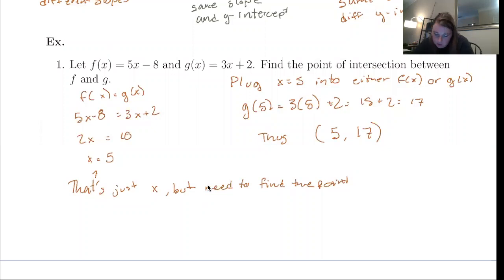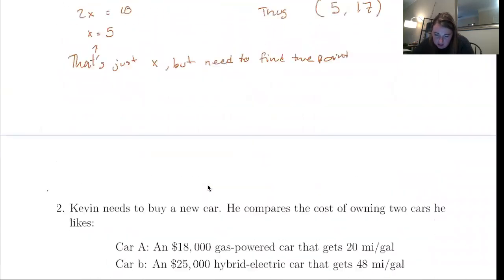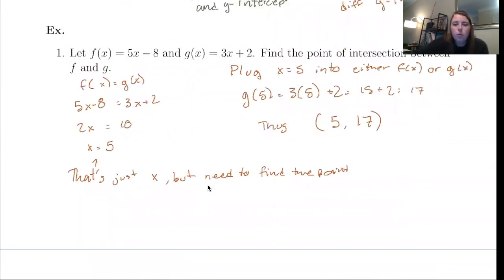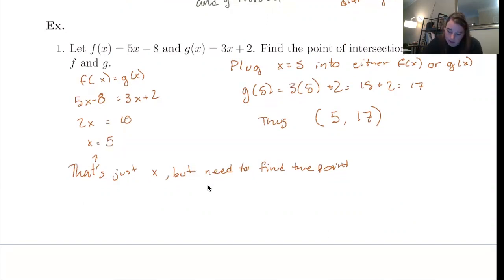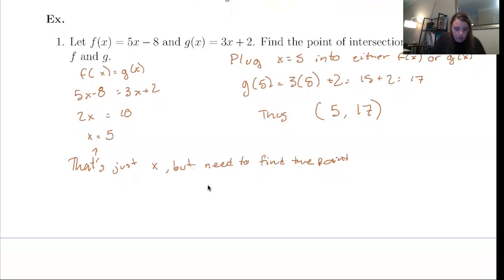So I think this is where we're going to stop for the day. The next problem is really cool about buying a car versus an electric car that costs more, but it only needs so much gas versus something else. And it's really cool. And we talk also about supply and demand. All right, so let's do our exit slip.